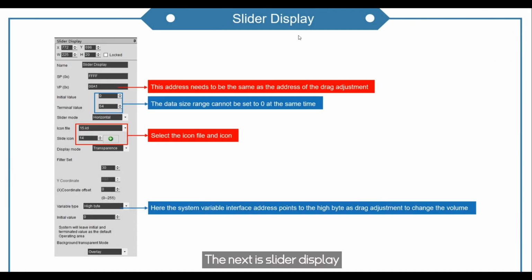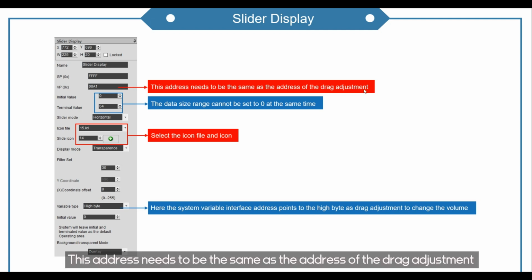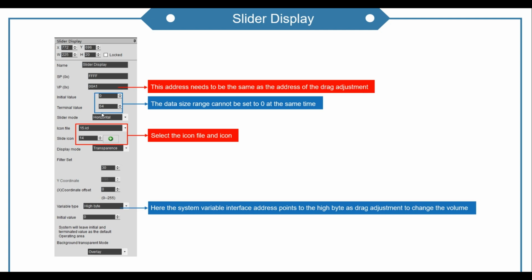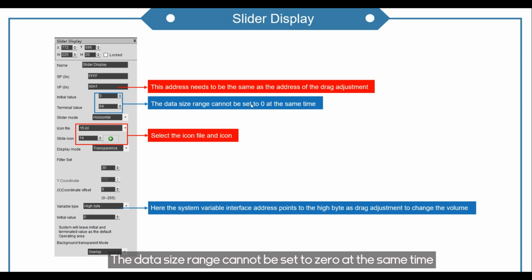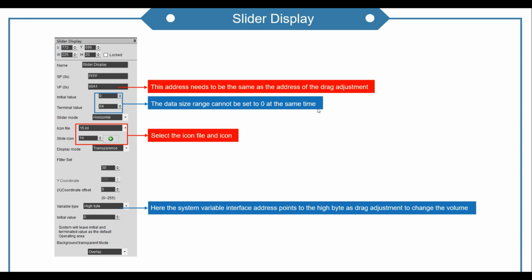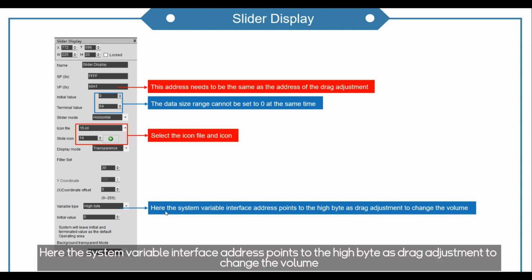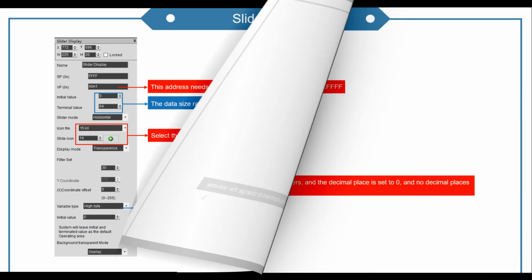The next is slider display. This address needs to be the same as the address of the drag adjustment. The data size range cannot be set to zero at the same time. Select the icon file and icon. Here the system variable interface address points to the high byte as drag adjustment to change the volume.